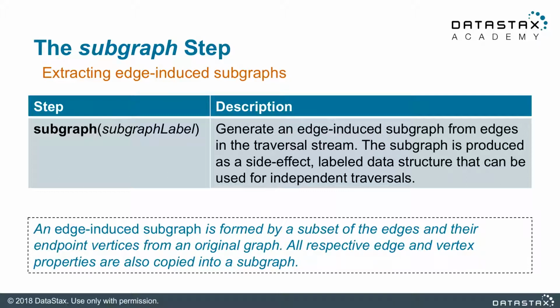That is why the label is so important. That is how we're going to identify it. It is sort of stored off to the side in a map, if you will. Its label is the key, and the subgraph itself is the object in the side effect map.